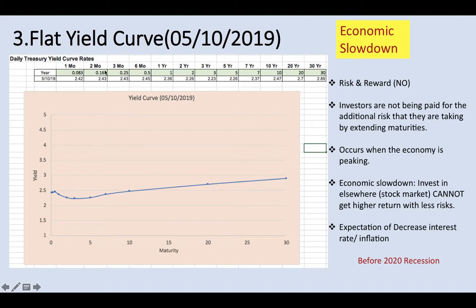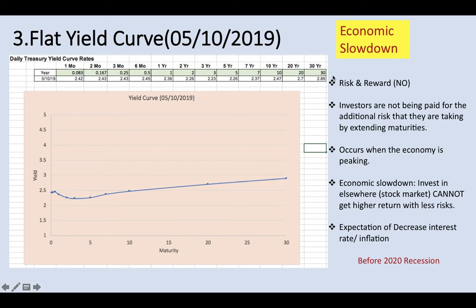Now we talk about the flat yield curve. This is in May 2019. In May 2019, the yield curve is almost flat. So basically you can look at all the yields from 1 month to 30 years.